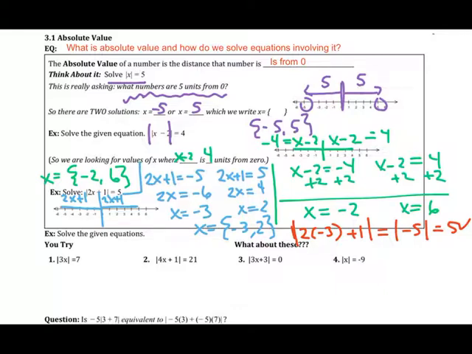2 times 2 is 4. 4 plus 1 is 5. The absolute value of 5 is still 5. So that's something that's really nice about these problems: at the end you can plug in your answers to make sure that those answers are actually correct.